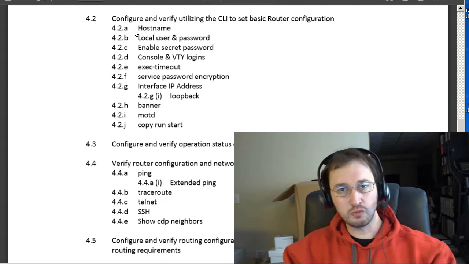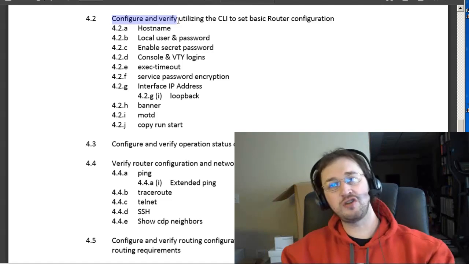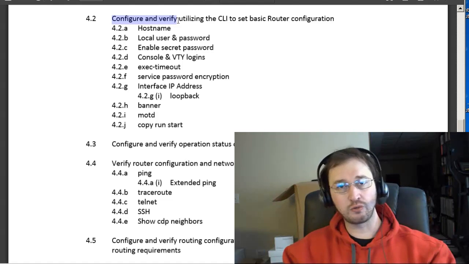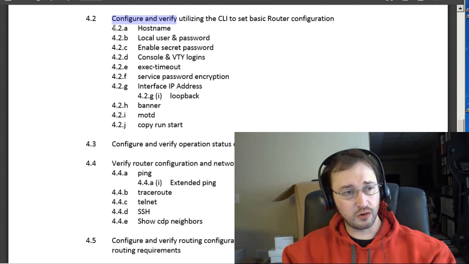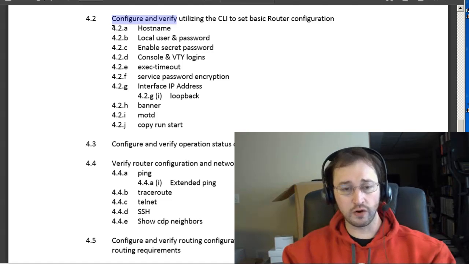So remember, on a blueprint, whenever it says configure and verify anything, what this means is that you need to know how to do this on an actual real piece of equipment. So I would just go through the list and make sure that you have experience running every single one of these commands. Practice, practice, practice. Just do it over and over again until you've got mastery over it.